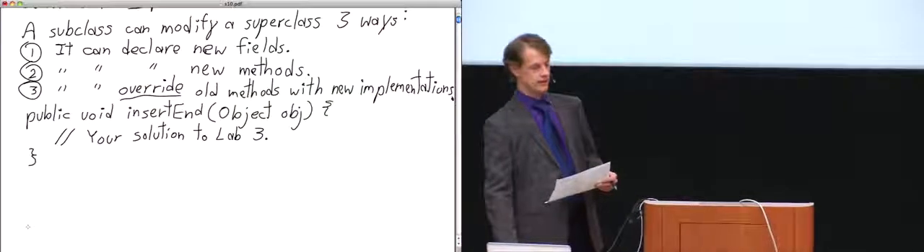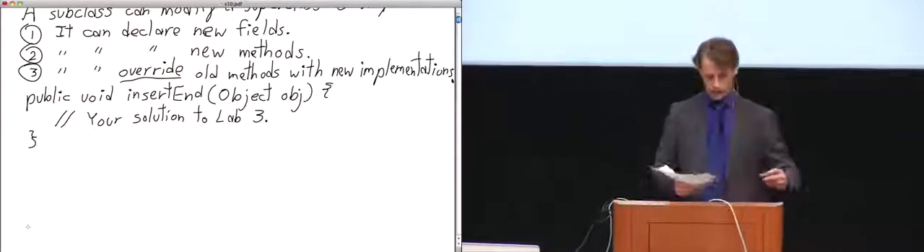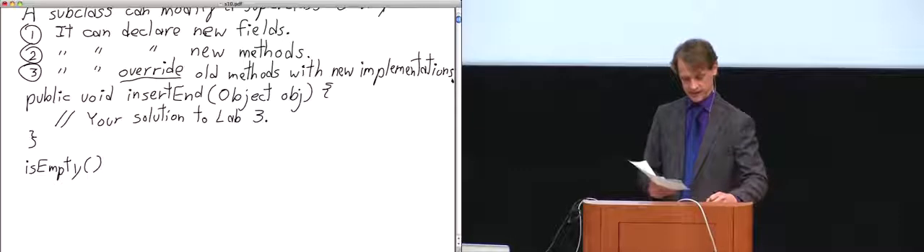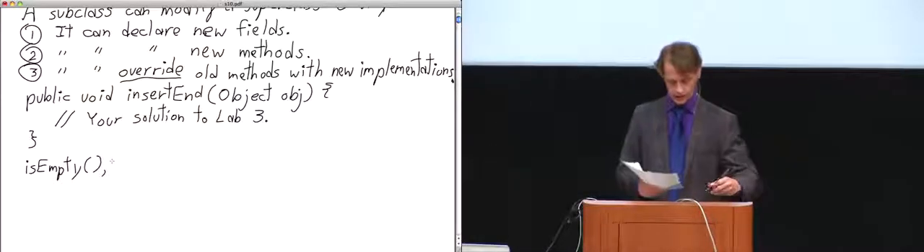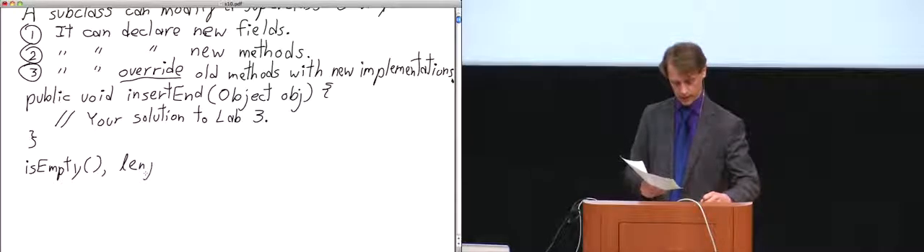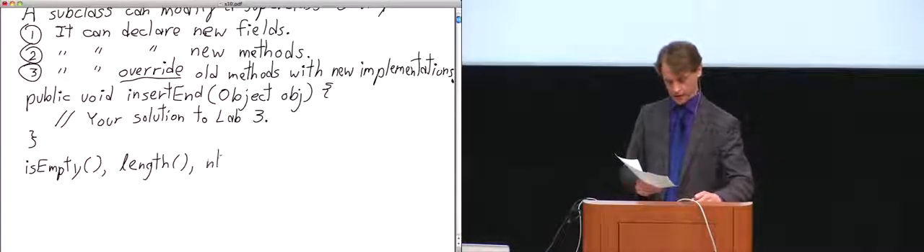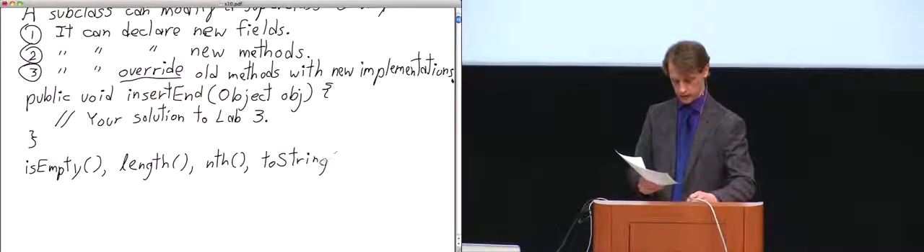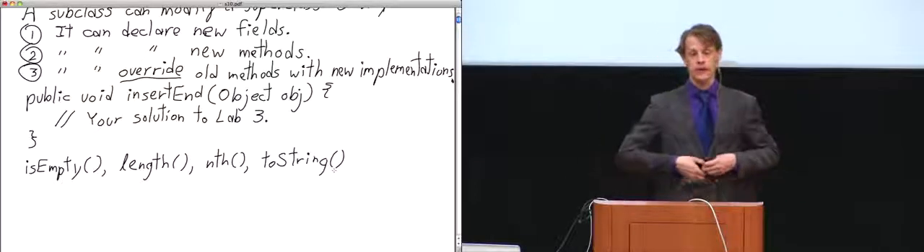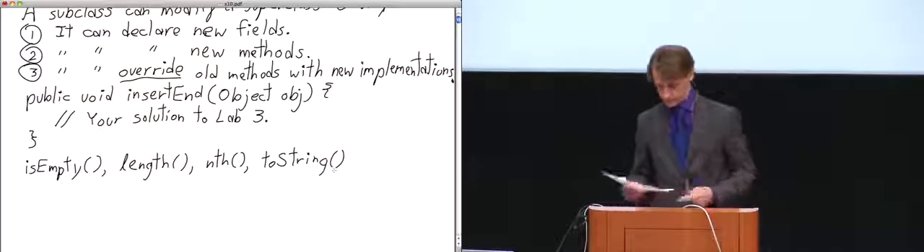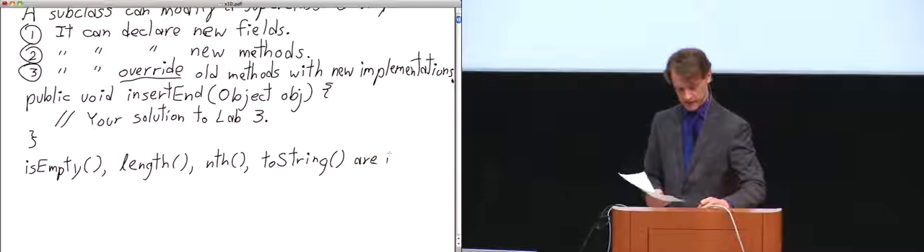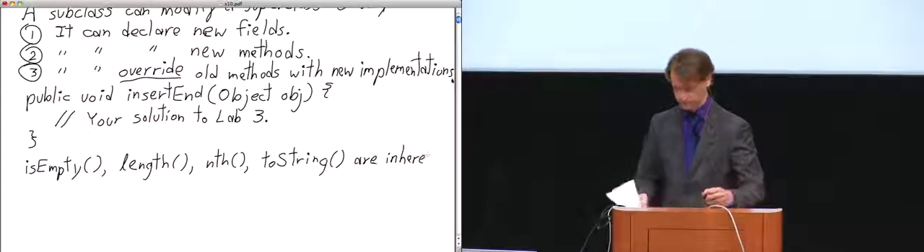Now, although we are replacing this method, there are a lot of methods we're not replacing, and that saves us time and work because we don't have to do them over again or copy them. So examples of methods that we're inheriting from SList and not changing are the isEmpty method, the length method, the nth method, the toString method. Adding a tail to a list doesn't require you to change any of these things, so we don't. So these are all inherited from SList with no changes.